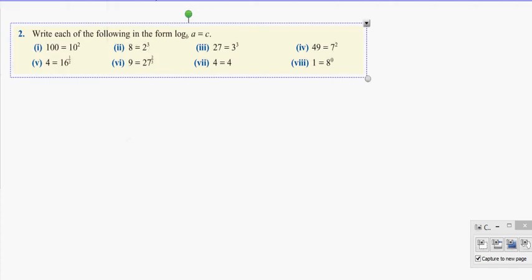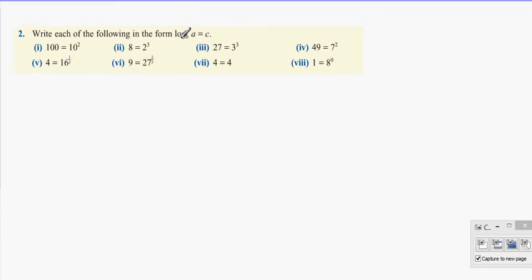Write each of the following in the form log base A of B equals C. Okay. What I know is this here is the number that's being squared. The power is always the small 2, which ends up on the left side, the 10 ends up on the bottom, and the 100 ends up on top every time.